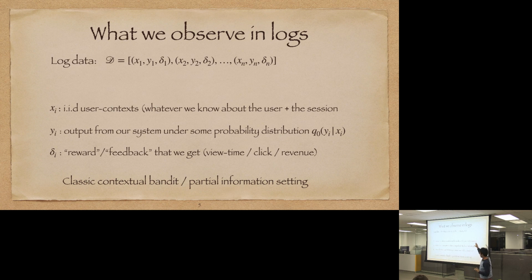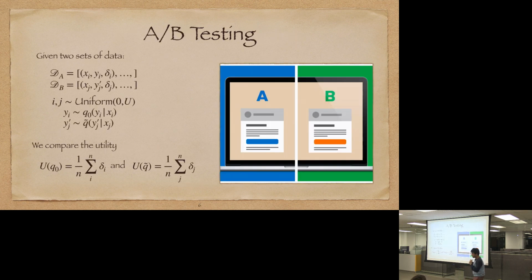So what you observe in your data is a triple of X, Y, and delta, where X is the user context, what you know about the user and whatever the user was doing in the session. Y is the output that you showed to the user under some algorithm Q null. And delta is the click or reward that the user gave you. So this is a classic contextual bandit problem. So you only have partial information. And technically, it's very similar to what an A/B test really is.